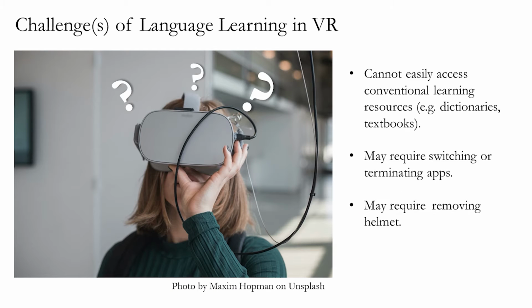However, there are some challenges associated with language learning in VR. One is that conventional resources such as dictionaries and textbooks are not available inside of the VR application. To access these resources, some form of app switching may be necessary. If standalone dictionaries for VR are not available on the given platform, a user may have to remove his or her helmet in order to pick up a conventional dictionary or a mobile dictionary, search for the word that they were not able to understand, and then put their helmet back on. This causes a great distraction and may interrupt learning activities.